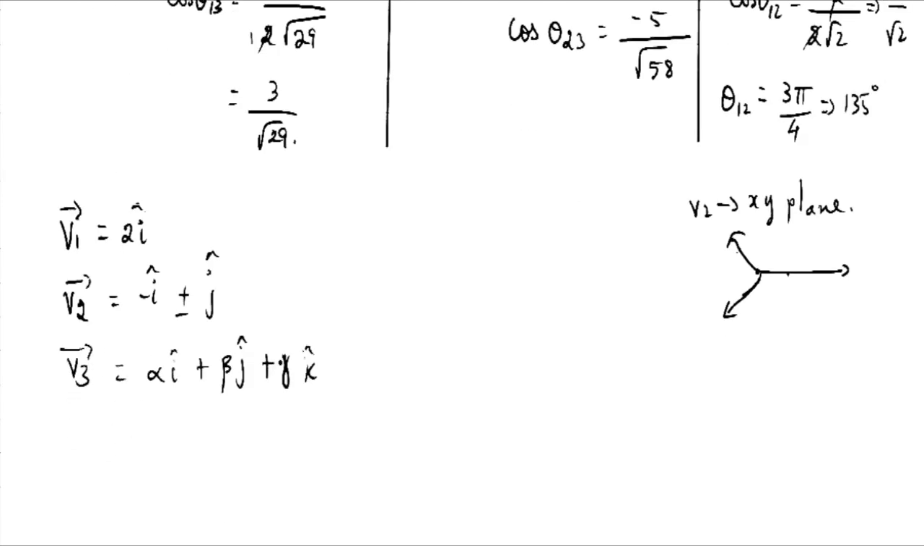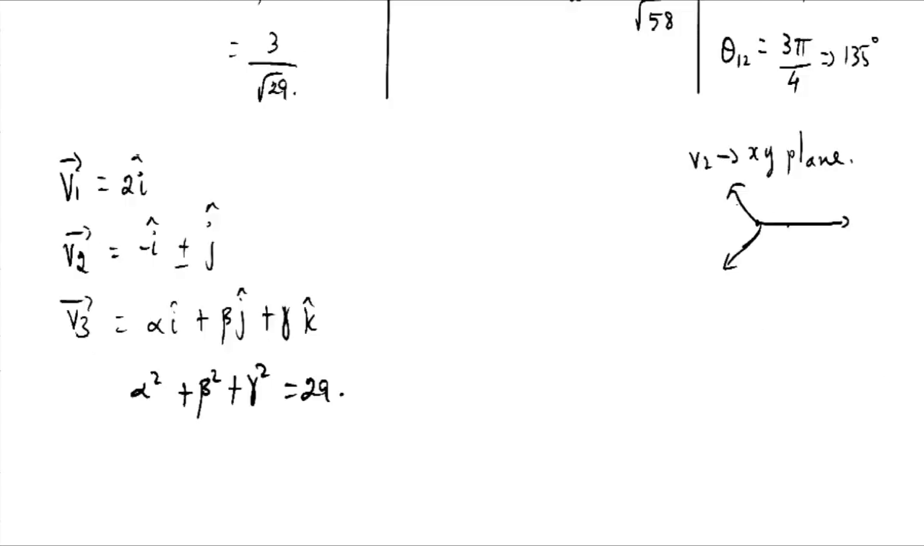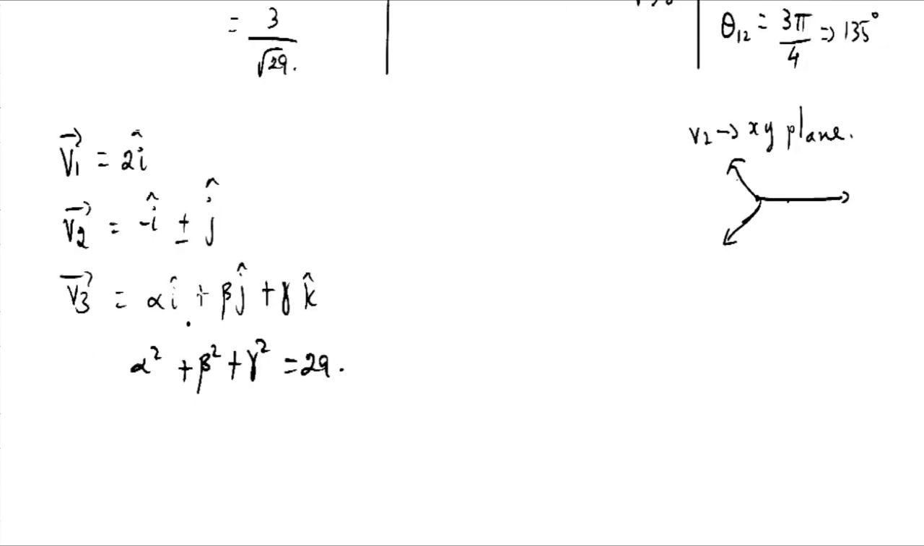So I'm going to take the magnitude here, then it will become alpha square plus beta square plus gamma square equal to 29. Okay students, so this is the raw data here. We have to find the alpha, beta, gamma values individually. If we find the alpha, beta, gamma values, then only we can find the v3 vector equation.